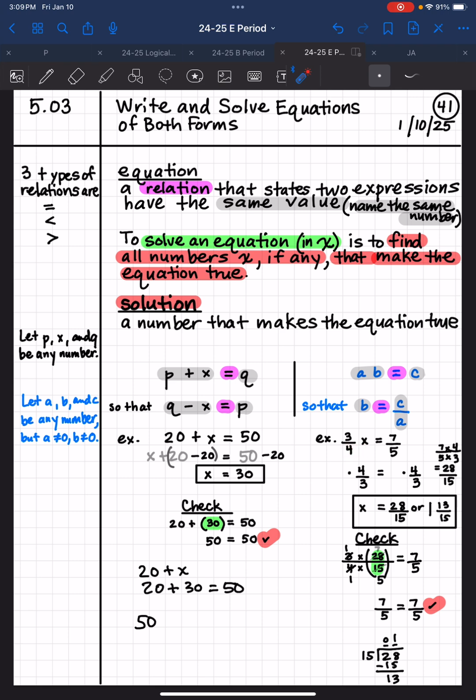But because I want to apply my properties of operations, I'm going to rewrite 3/4 times x as x times 3/4. I can only do that when I'm multiplying numbers. So I have x times 3/4 over here. And then I'm going to copy 7/5 right here. Okay?